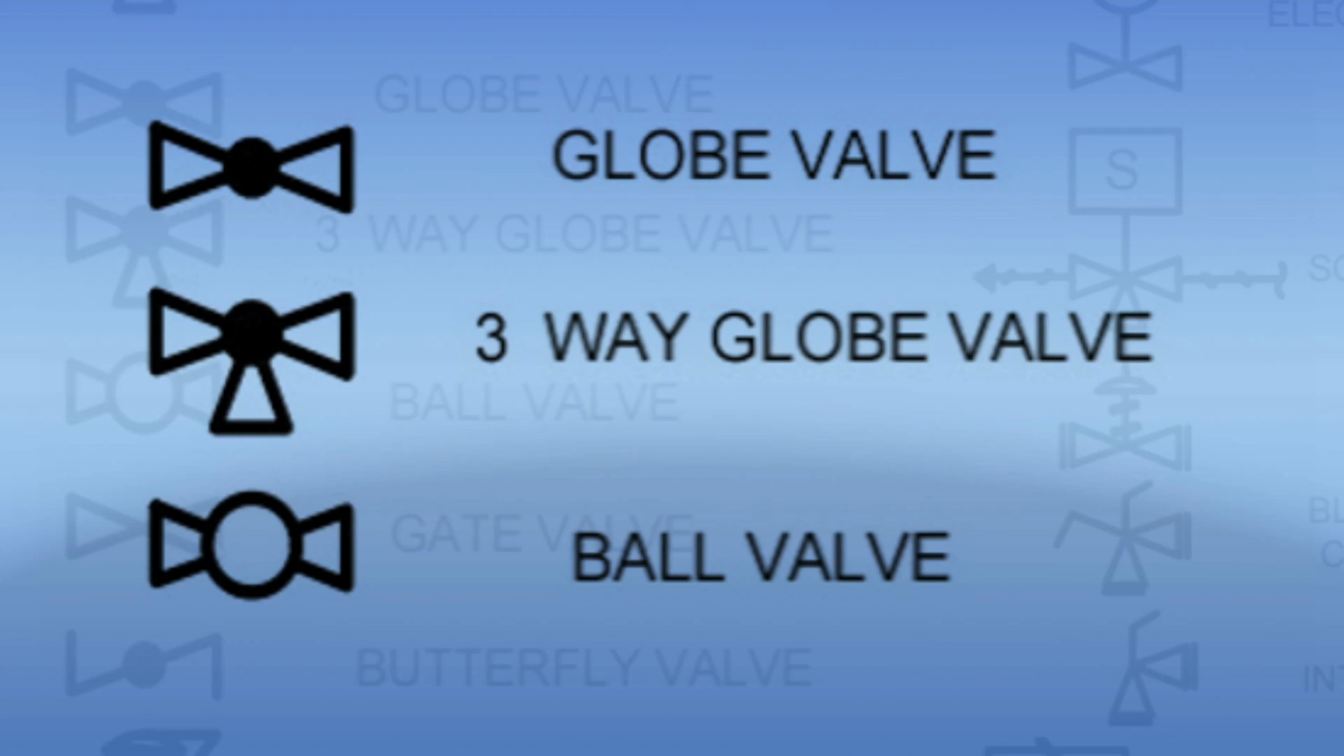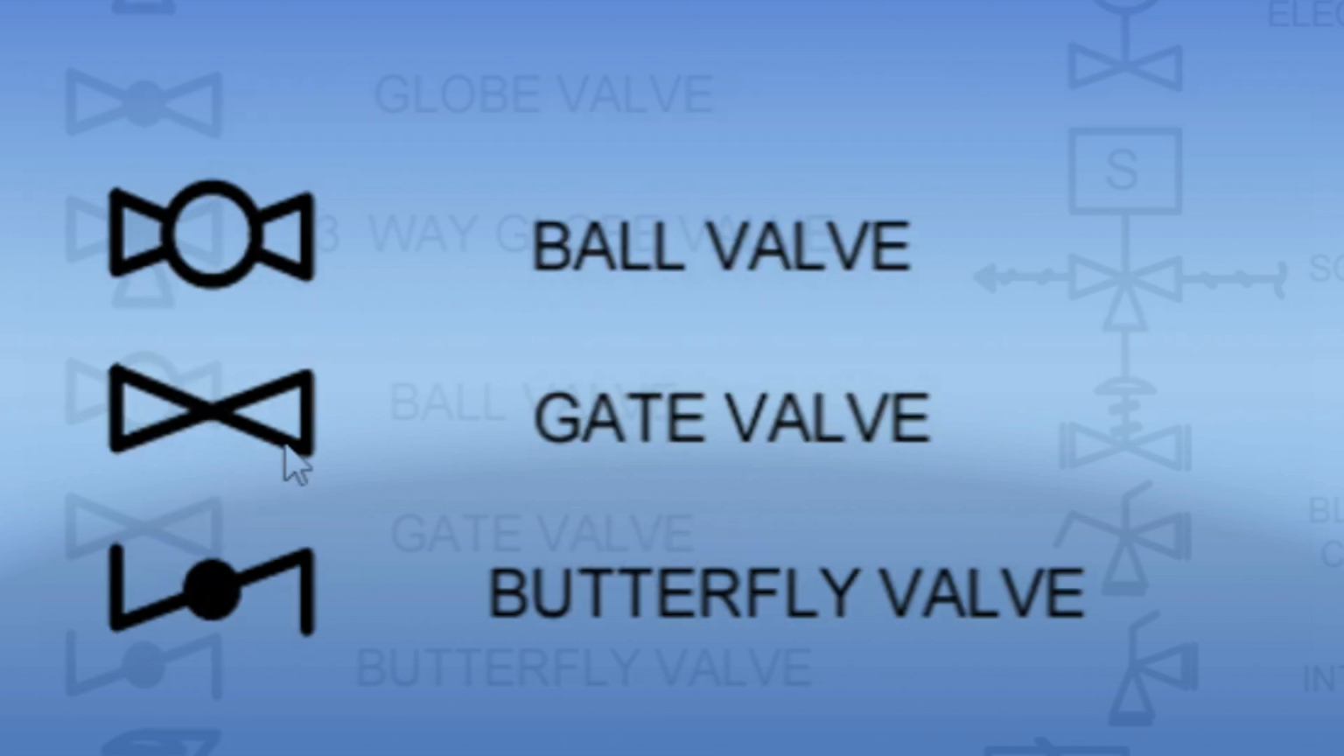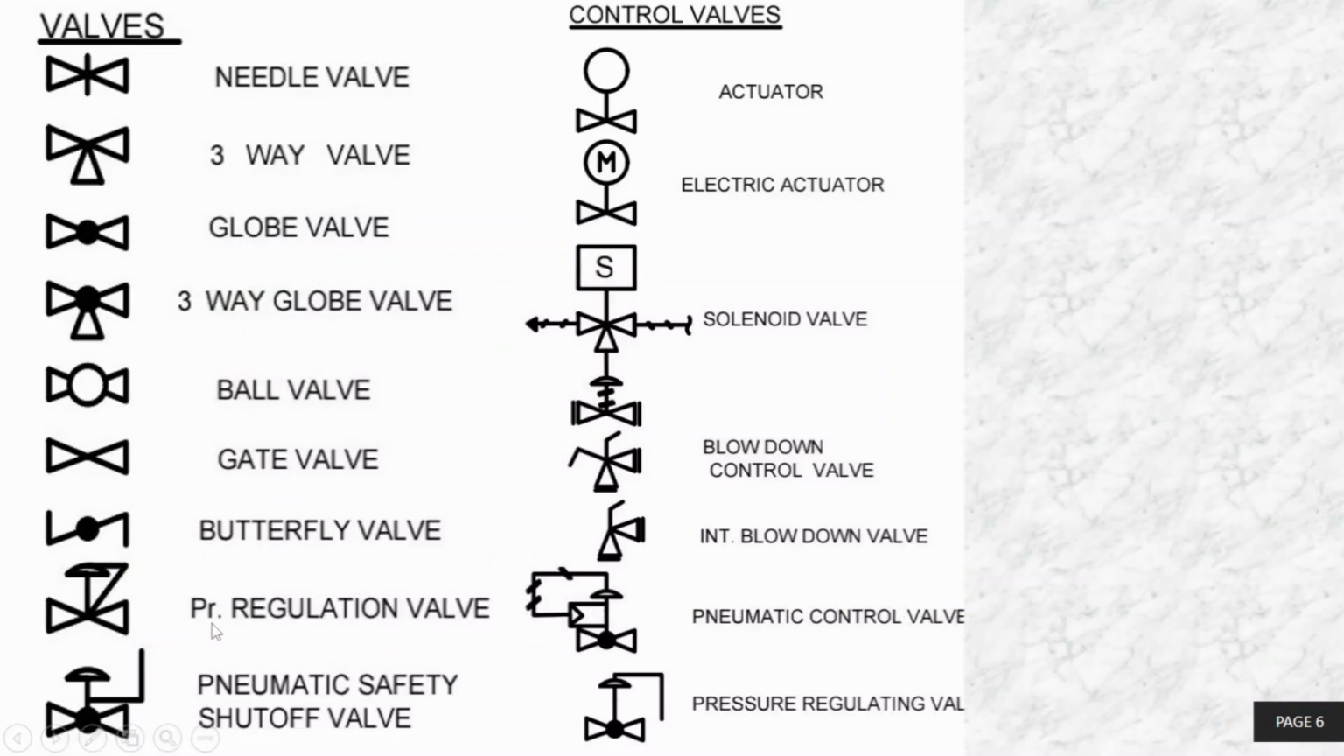See the difference between a ball valve and a globe valve symbol. In the globe valve the circle is filled dark, but inside the circle of the ball valve there is no fill. How is a gate valve shown? In a gate valve there is no circle. A butterfly valve has a circle, but it is a different type. PR means pressure regulating valve, the short form of pressure. Like that there is the valve actuator, and this is a control valve.